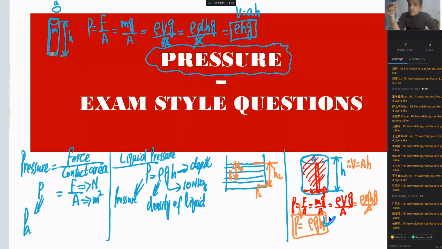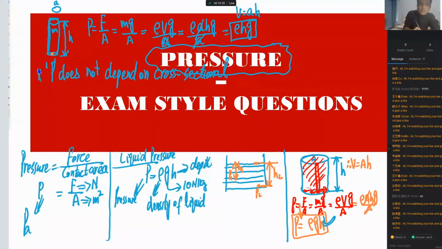So what we can conclude from here, that's the point you need to understand. This is simply telling us that pressure P does not depend on cross-sectional area. P does not depend on cross-sectional area. So this is one point you need to understand. Most of the time this is misunderstood by many students. They are often confused about this.